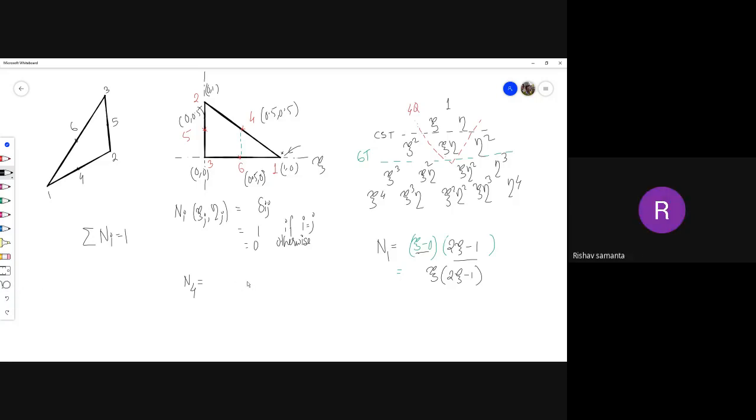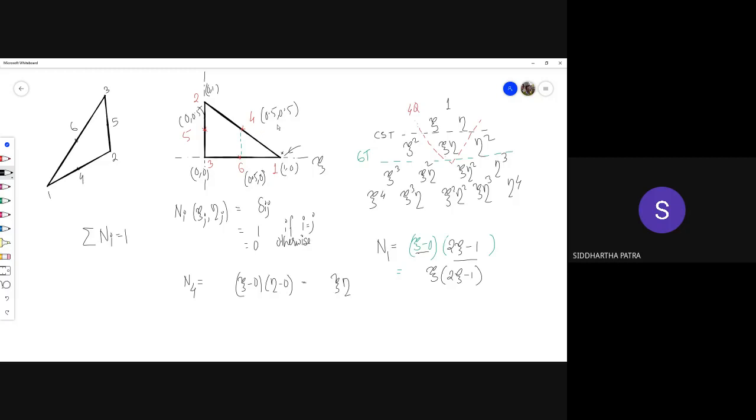Xi plus eta equals 1. Xi is equal to 0. Okay, and the equation of line 3 1 is eta minus 0, right? Yes, eta minus 0 equals 0, or eta equals 0. So the expression for N4 is xi eta.